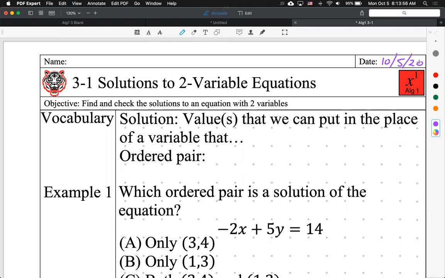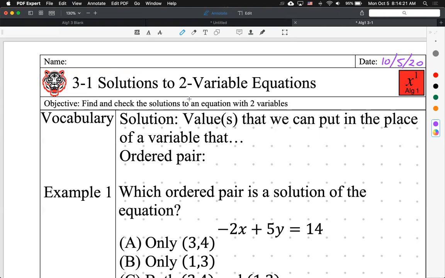Who wants to read our objective? Ripley, go. Find and check the solutions to an equation with two variables. There it is. So I'm going to go ahead and define what it is to be a solution. It's values that we can put in the place of a variable that makes the equation true. And by true, I just mean the same thing on the left, or I guess for you guys, the left and the right. If these two things are equal to each other, that is a solution.